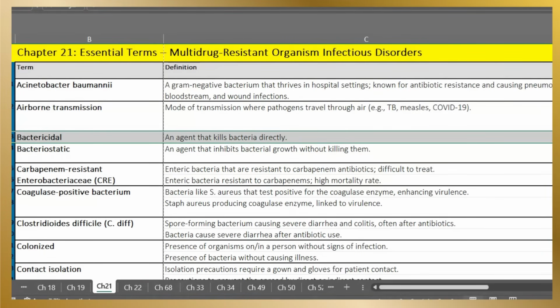Bactericidal, it's an agent that kills bacteria directly. So the suffix cidal, think about suicidal to bacteria, it kills them. Bacteriostatic, it's an agent that inhibits bacterial growth without killing them. So the suffix static, it's like static growth, stop growth but doesn't kill.